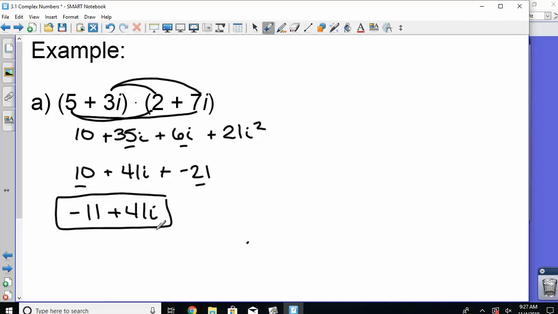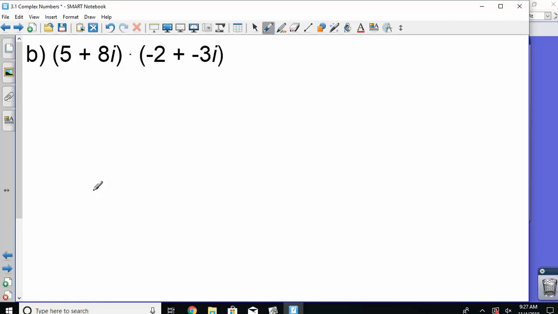So I want standard form for each of your answers. So the one thing that you have to watch with the foiling is you will get an i squared and you do need to change that to negative 1. That's the only trick to it. Let's do one more for sure.